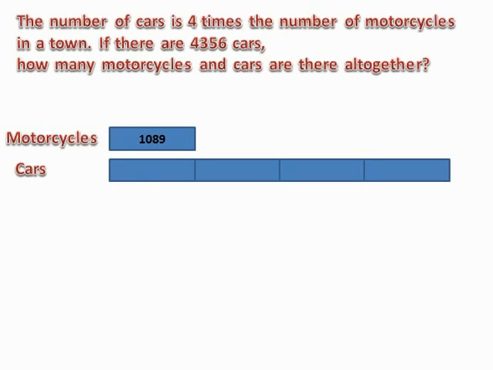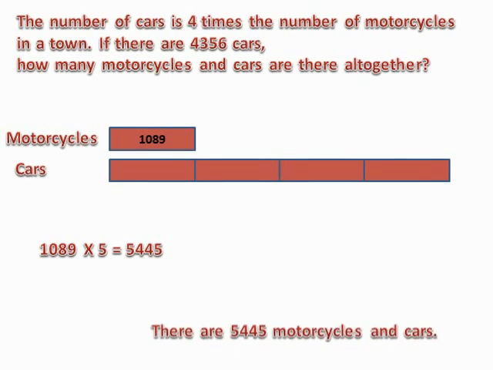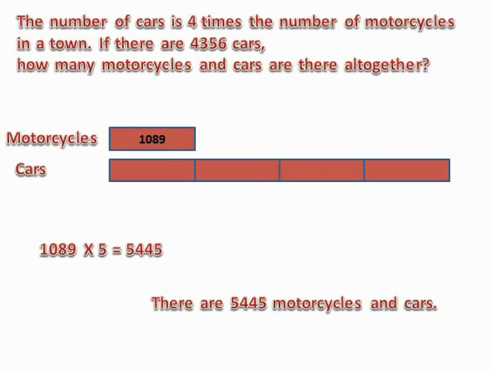And if you can see in the model, there are 5 blocks, because the question is how many motorcycles and cars are there? So that would be the number of blocks that would represent the motorcycles and cars. If you could see, the ones that changed in color, all these 5 blocks. So basically you just do 1,089 times 5, and that means there are 5,445 motorcycles and cars. Of course, another way to answer this would just be to add 1,089 and 4,356, and you should come up with 5,445.